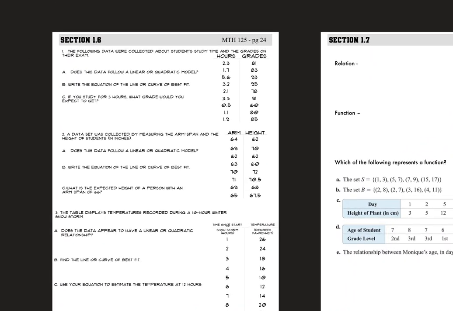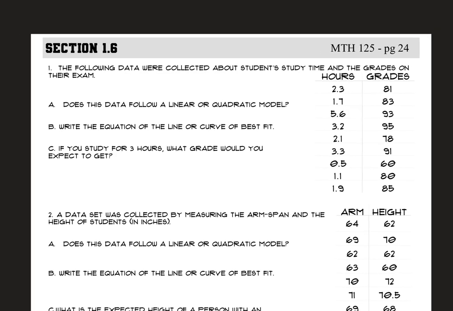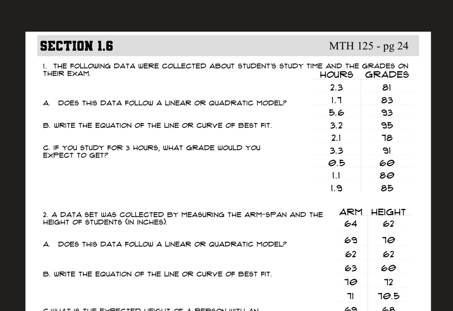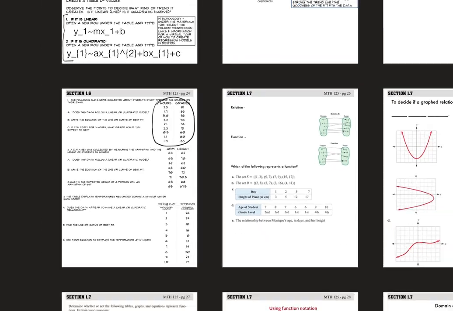The following data were collected about students' study time and the grades on their exam. This is the data right here. We are going to enter this data into the first calculator. I'm assuming that this is probably going to be linear, but if I put it in there and I think it looks more curvy, like a smile or a frown, then I will switch and use the other version of the Desmos calculator. So let's zoom out just a little bit here.